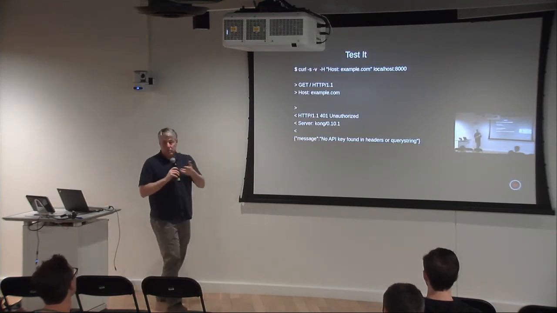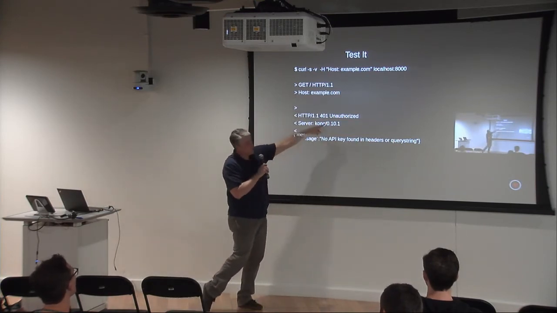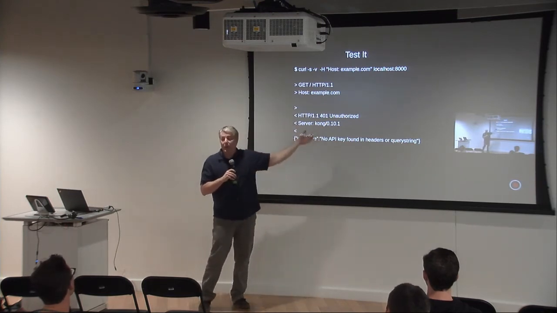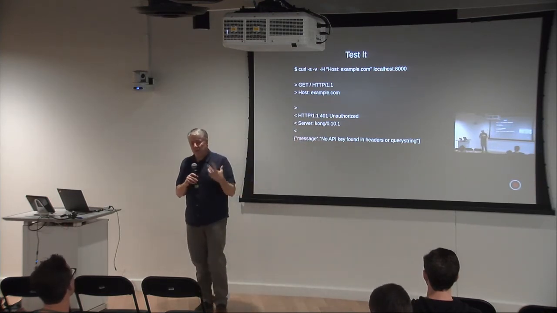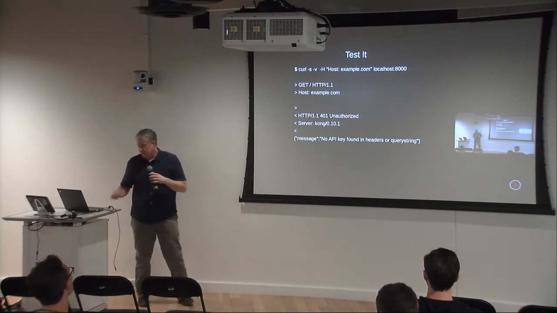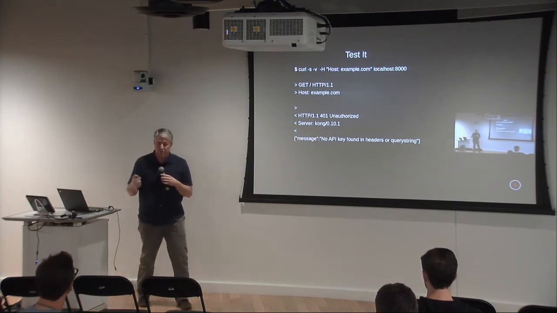So again, we'll test it again. So we're going to curl it, and it's going to return a 401 unauthorized, right? Because we didn't send the API key. Now once we turn this on, you need an API key to access the API. And it tells you nicely, you can have the API key in the header or in the query strings.